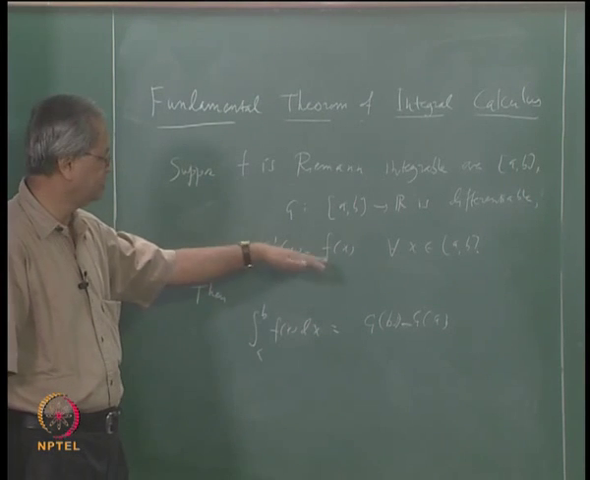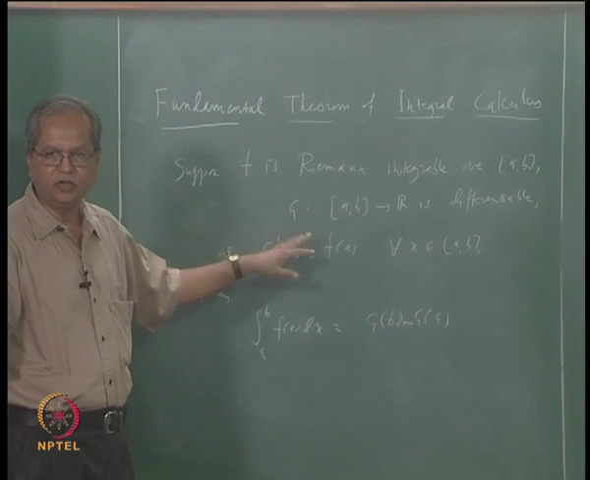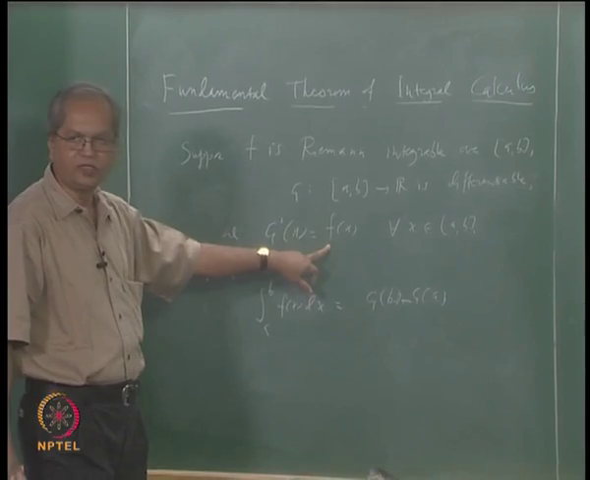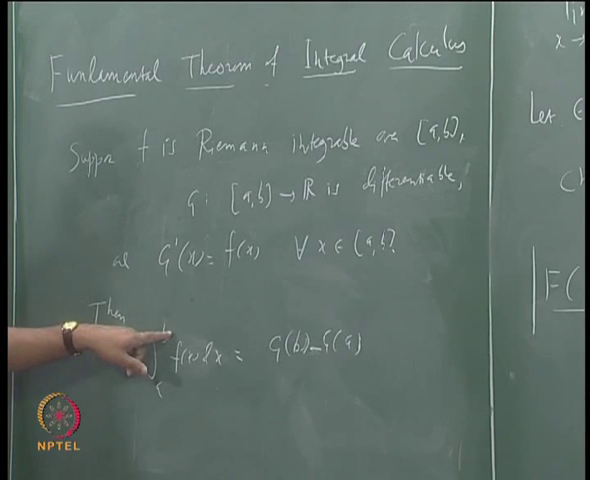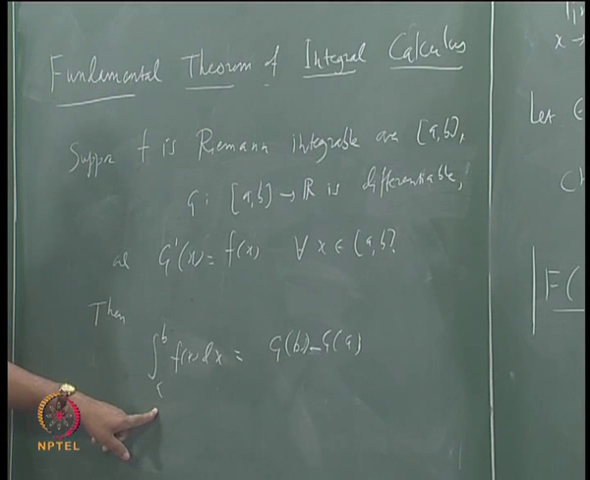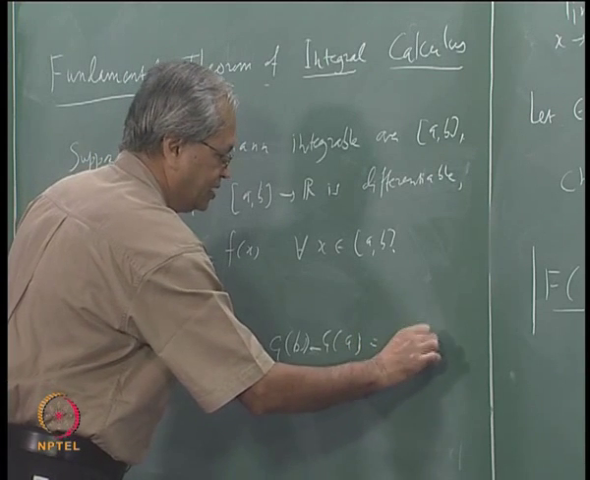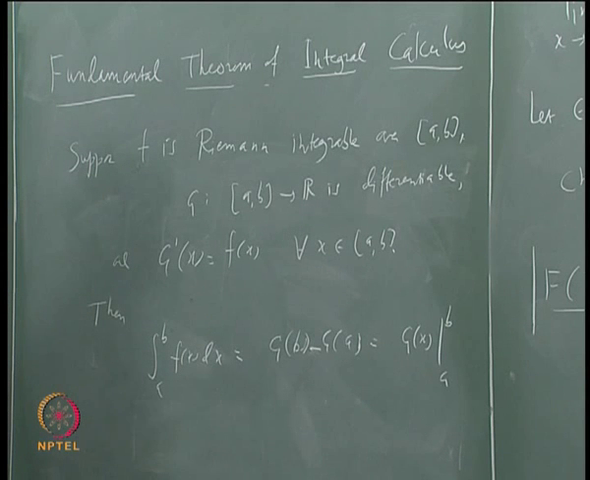Such a function you might call an antiderivative, or sometimes an indefinite integral. It is some function whose derivative is the function that you started with, and once you find it, the value of the integral is nothing but the value of that function at b minus its value at a. You can also use the notation from calculus, g(x) between a and b. So that gives a method of finding the value of Riemann integrals. That is why it is fundamental.